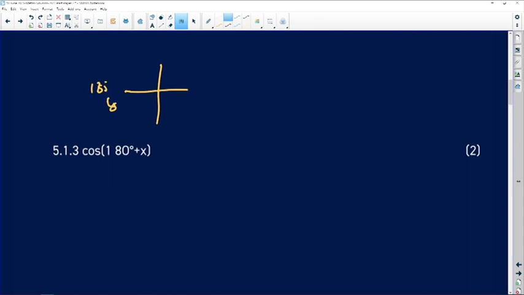180 plus x drops us in quadrant 3. Cos is negative in quadrant 3. So this reduces to negative cosine of x by reduction. Okay, it's equivalent to negative cosine of x.